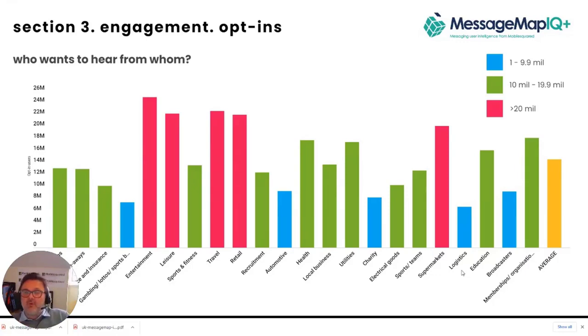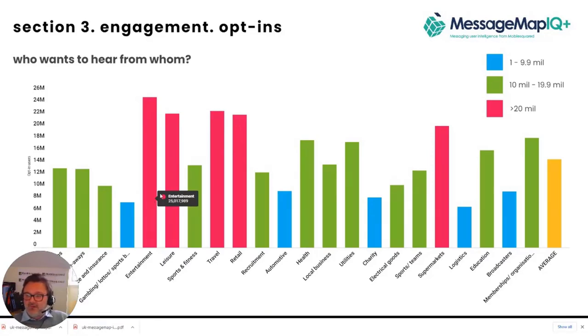just want to look at the whole area of opt-ins, because obviously, as everyone typically moves from a telco-oriented SMS model where you do need opt-ins, it's understanding who do people want to hear from. So again, this is based on some research. The blue denotes an opt-in user base, so typically people less than 10 million. The green is between 10 and 20 million, and the red is over 20 million.